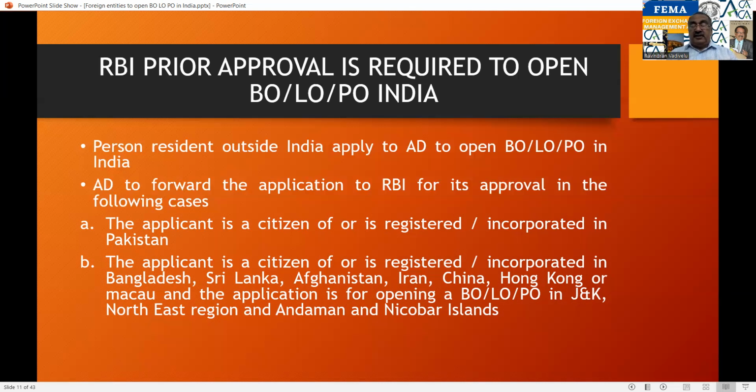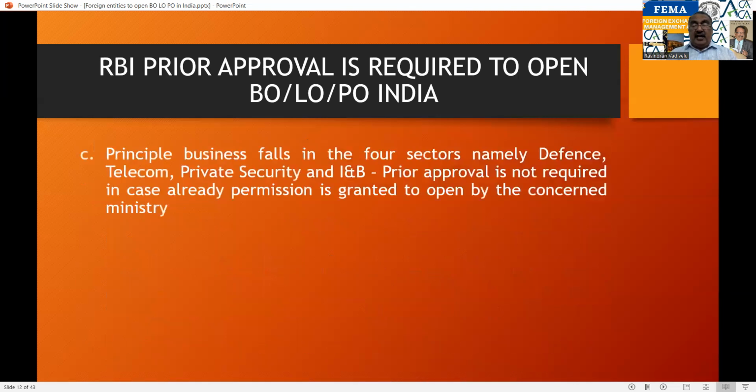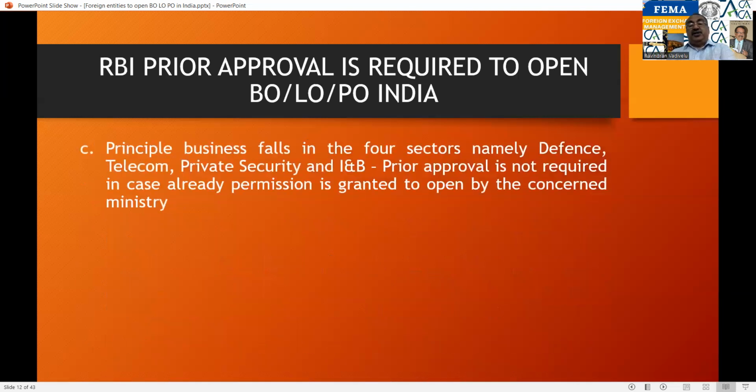For this, RBI approval is a must. The authorized dealer has to send the application to the RBI for its approval. Then, place of business falls in the 4 sectors. There are some restricted sectors in which the foreign entity is not allowed to open a branch office, liaison office, or project office, but only after getting RBI approval it can open. Those sectors are defense, telecom, private security, and information and broadcasting.